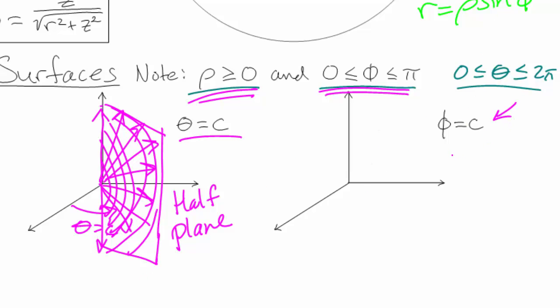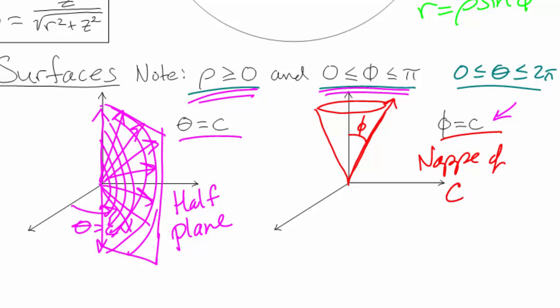What if phi is a constant? If phi is a constant, that gives us a constant angle coming off of the z-axis. But now, what variables are free? We have rho that can take on any length, but we also have theta, which indicates that we could take this and spin it around. This gives us one nappe of a cone, a circular cone, going up in the z direction.